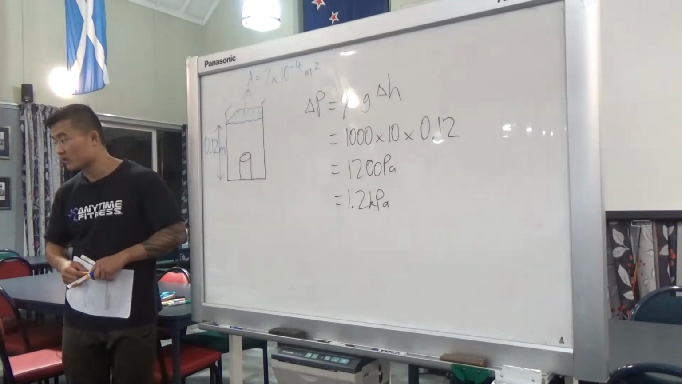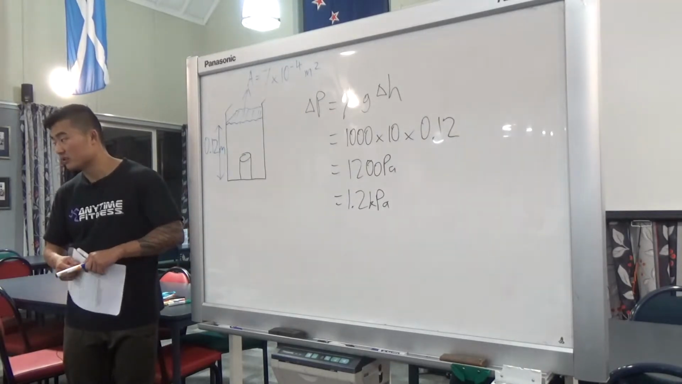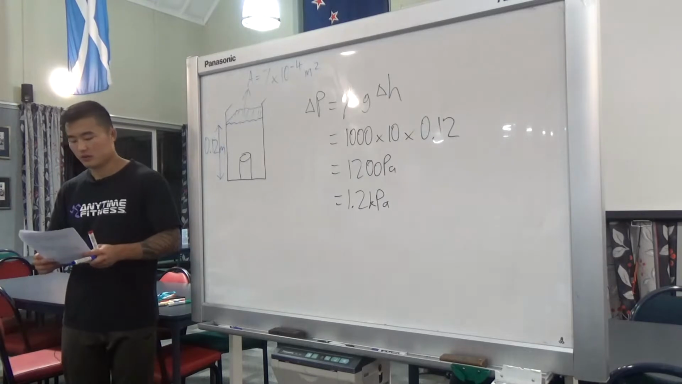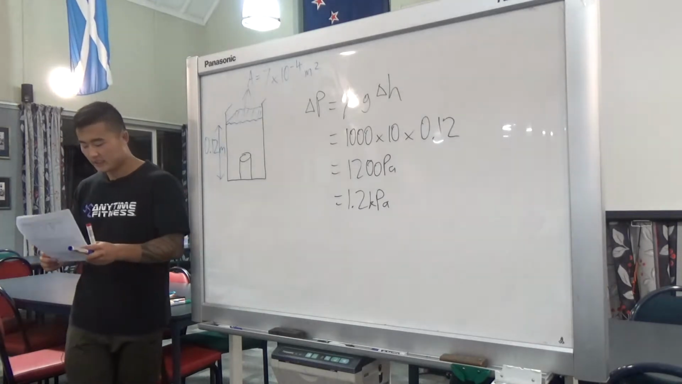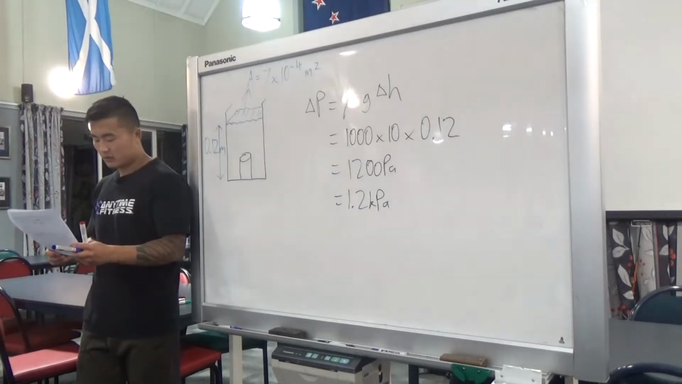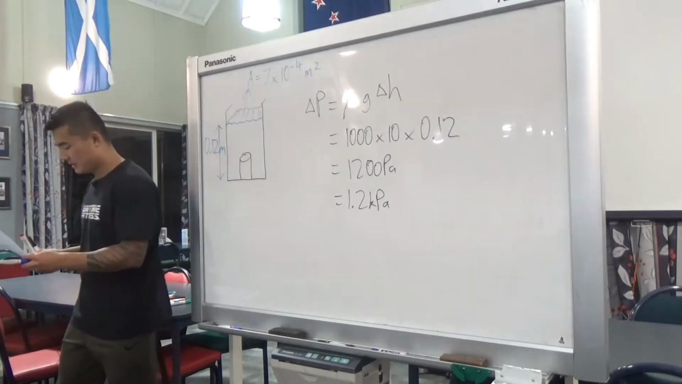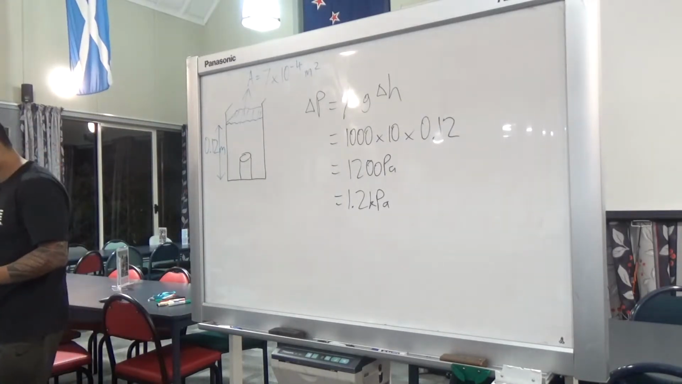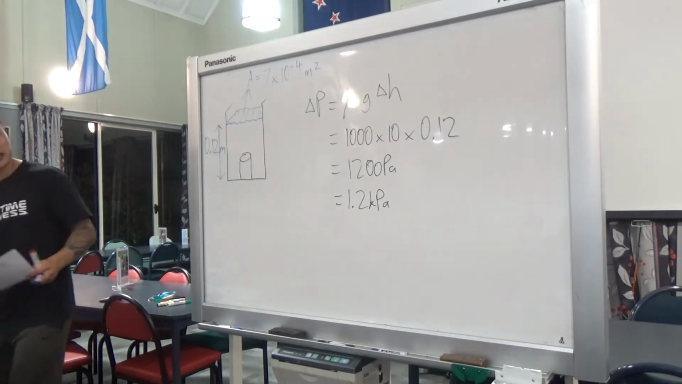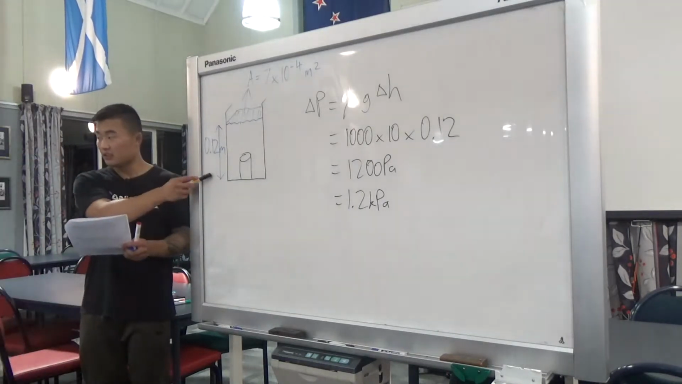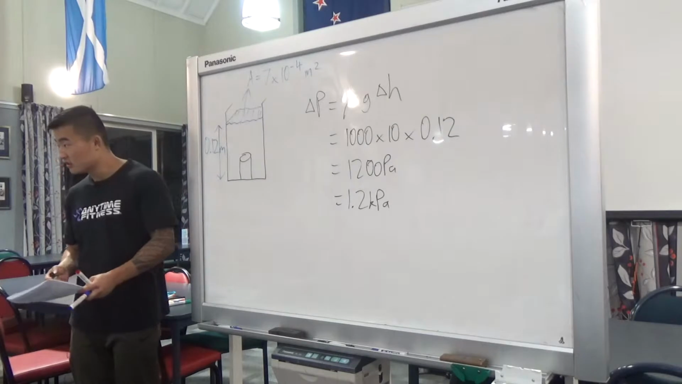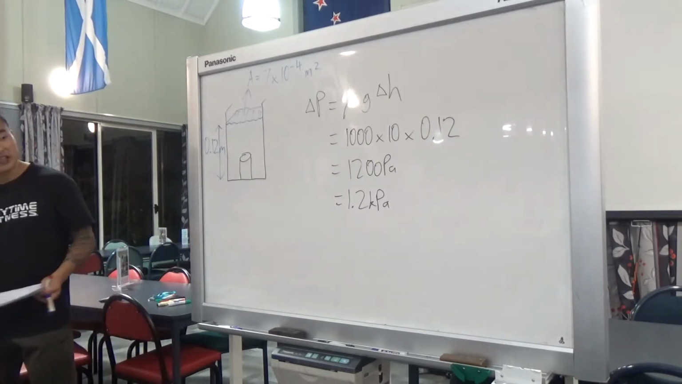Did you use the density, the pressure of water? The density? Yes. Yeah. The pressure. What do you mean? You used 0.12. Oh, so that's the height? The 1,000. Sorry? The 1,000. 1,000? Yes.